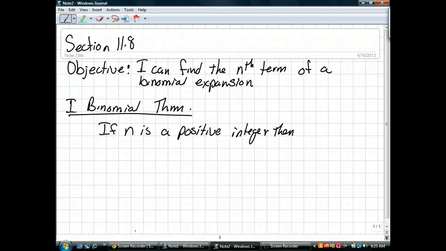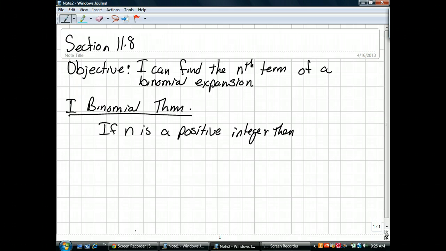Section 11.8, Objective: I can find the nth term of a binomial expansion. We saw yesterday that with Pascal's triangle, we can do a binomial expansion using the triangle for coefficients. But that can get really tedious if we have something that, say, is the 25th row of the triangle. That's going to be really hard to reproduce.